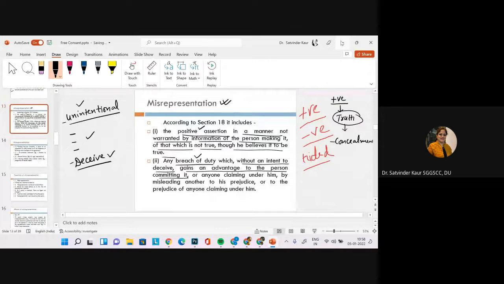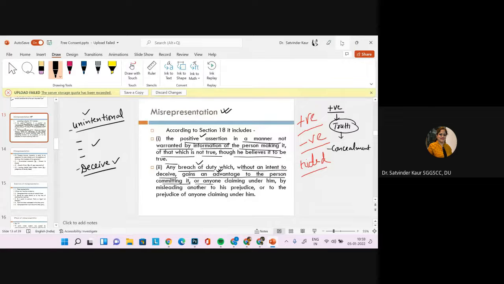It means the person who is making a misrepresentation is getting the advantage of that particular statement, or anyone claiming under him, or any agent or salesperson making the claim under him, by misleading another to his prejudice or to the prejudice of anyone claiming under him. It means that whatever the situation, circumstances or option, the person making the statement, either himself or any agent on his behalf, is misleading the other and availing the advantageous position.